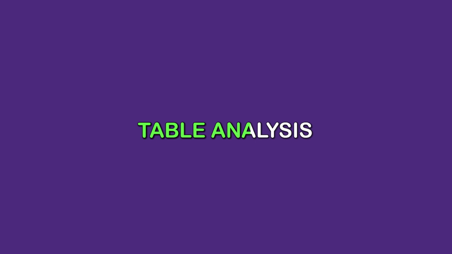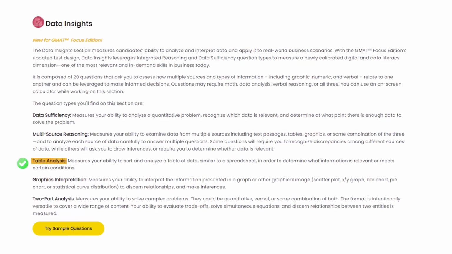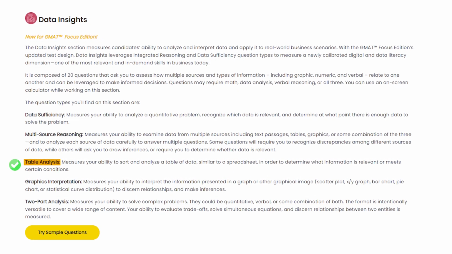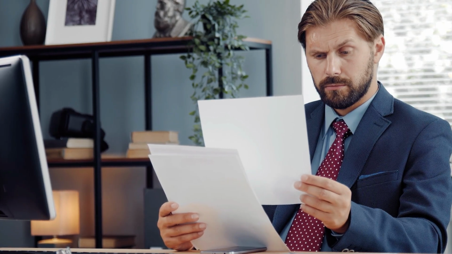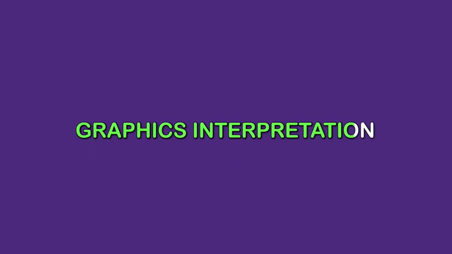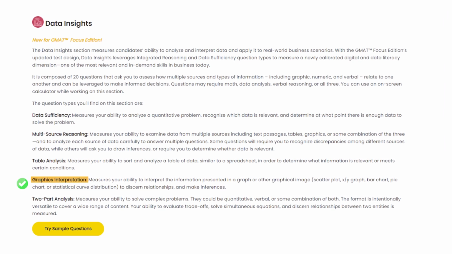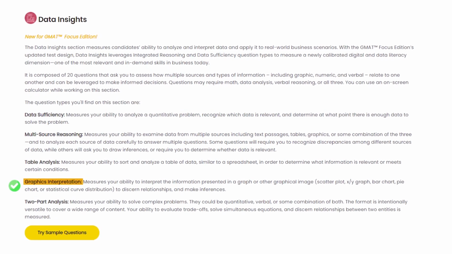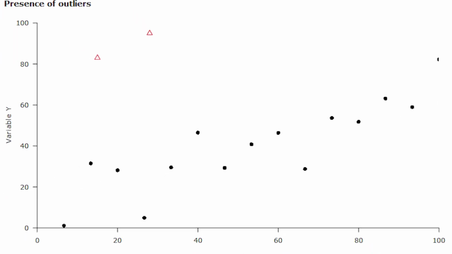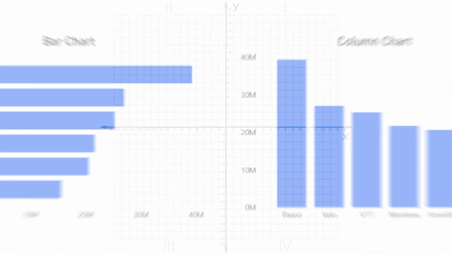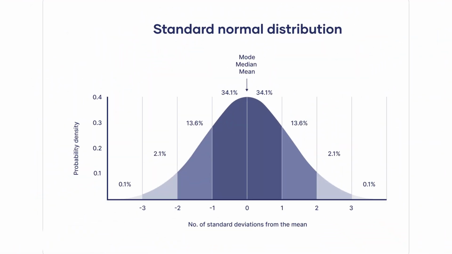3. Table analysis. In these questions, you will need to sort and analyze a table of data, akin to a spreadsheet, to identify what information is relevant or fulfills certain conditions. 4. Graphics interpretation. These tasks measure your ability to interpret the information represented in a graph or other graphical image, such as a scatter plot, XY graph, bar chart, pie chart, or statistical curve distribution. The goal is to comprehend relationships and make inferences.